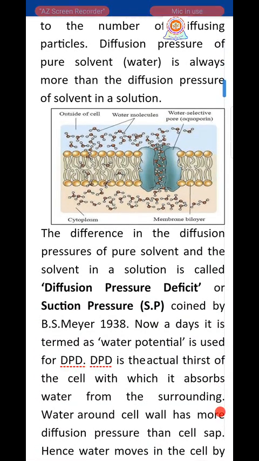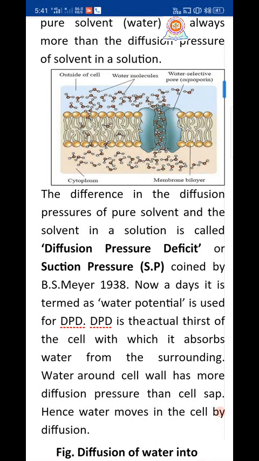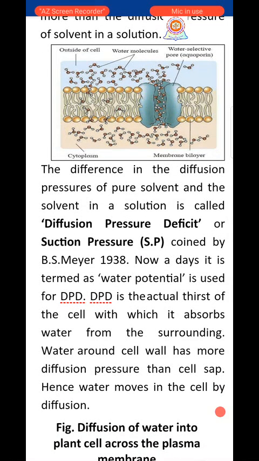The difference in the diffusion pressure of the pure solvent and the solvent in a solution is called diffusion pressure deficit, or suction pressure. Suction pressure or diffusion pressure deficit was coined by B.S. Mayer in 1938. Nowadays it is termed water potential, used for DPD, diffusion pressure deficit, or water potential.